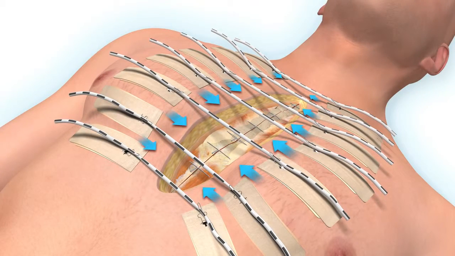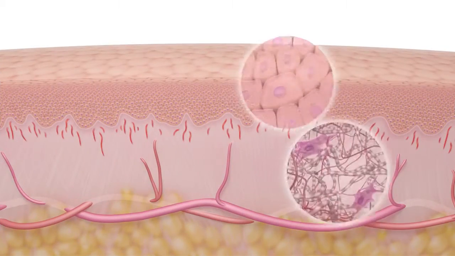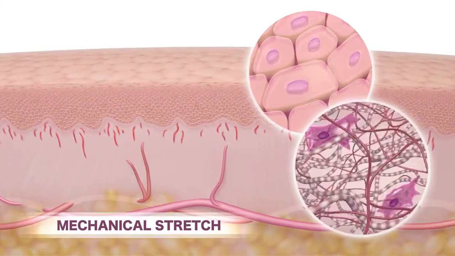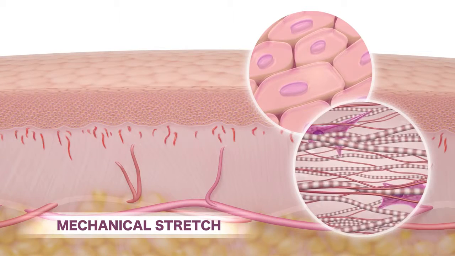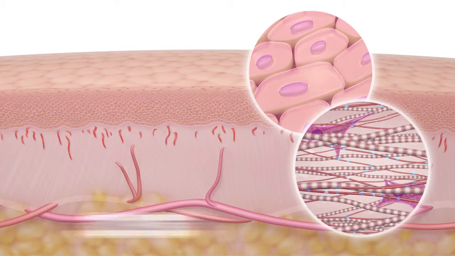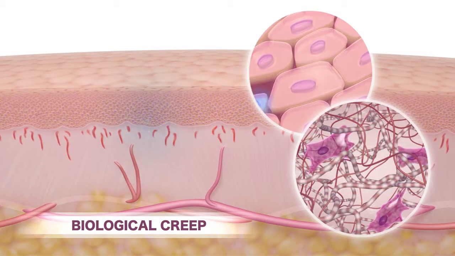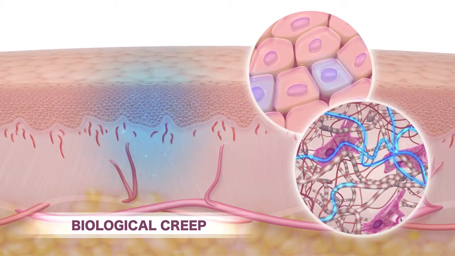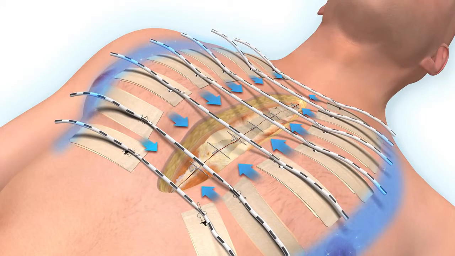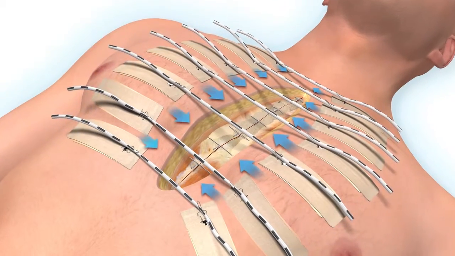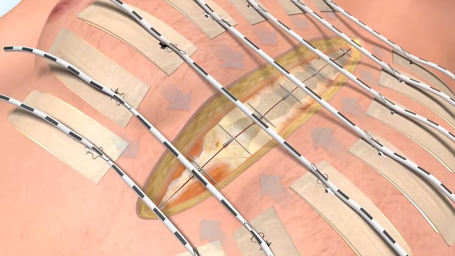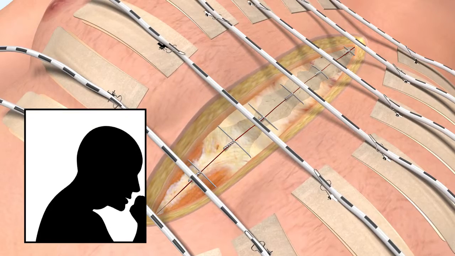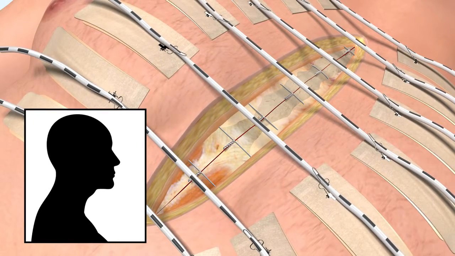This method harnesses the inherent extensibility of skin. Mechanical stretch realigns and moves tissue. It also induces biological creep, stimulating new tissue growth to quickly and naturally close the wound. The elastomer adjusts to patient movements, promoting mobility and reducing healing time.